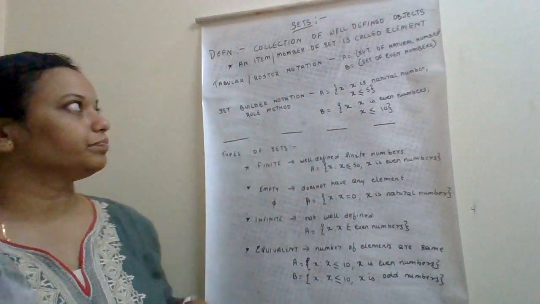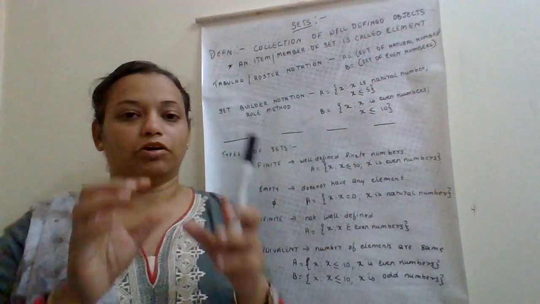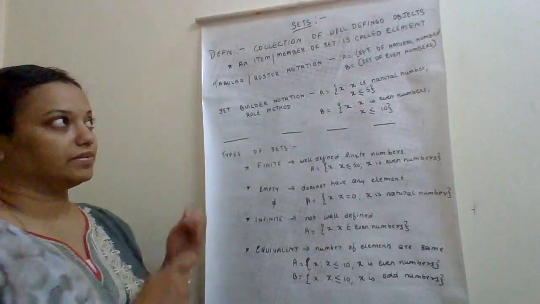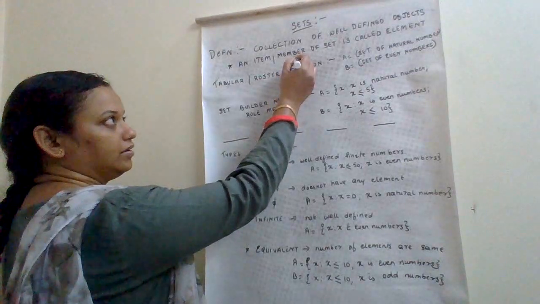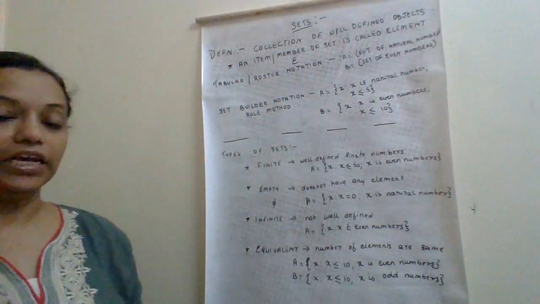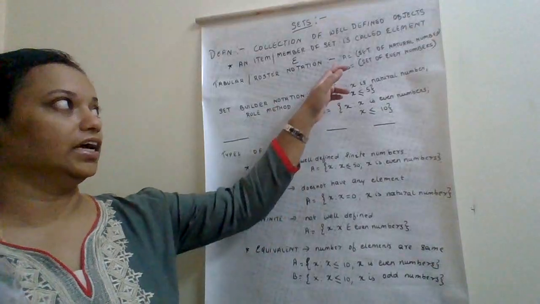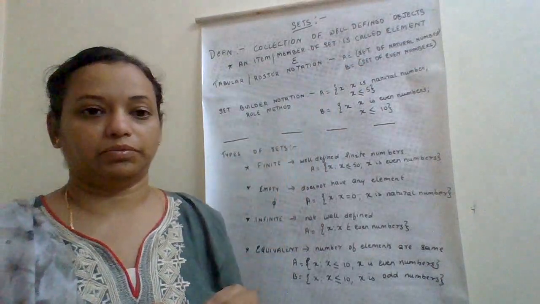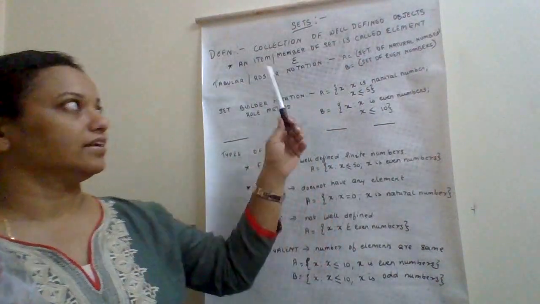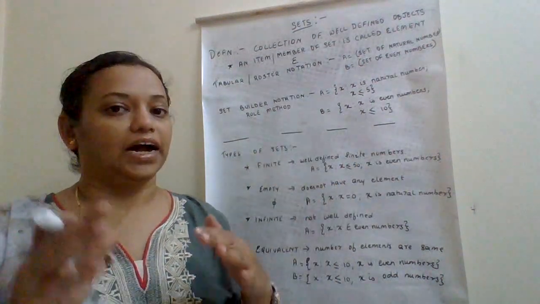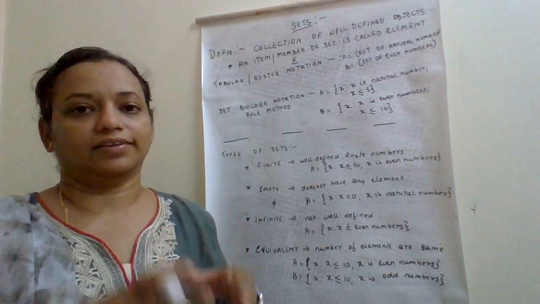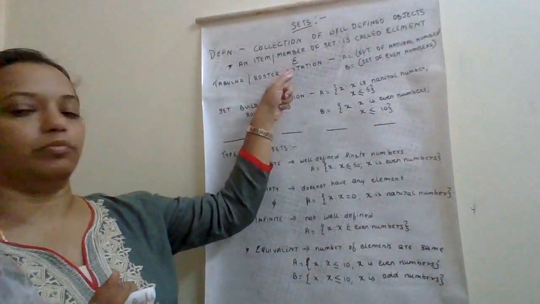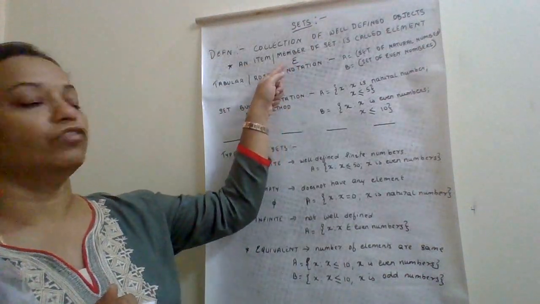Now any member or item of a particular set is called an element of the set, and it is represented by this symbol, ∈. For example, if A is a set which has all natural numbers, then a natural number is an element of that set. It is an item or a part of that set. This is the symbol of element.